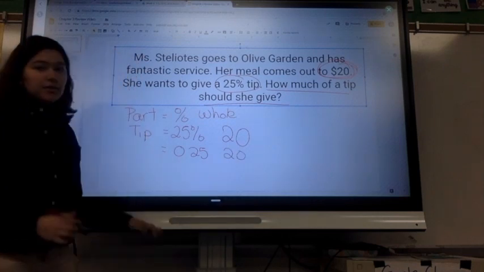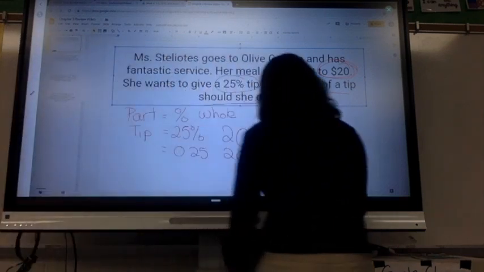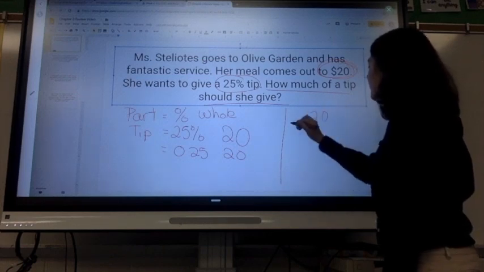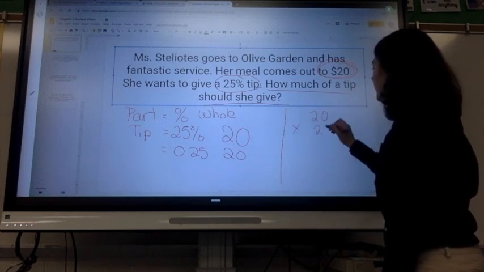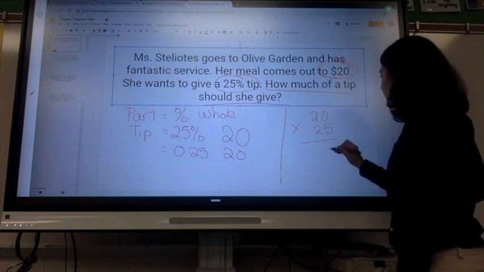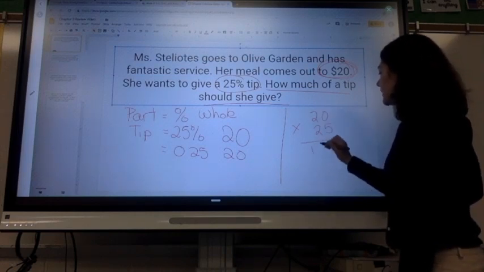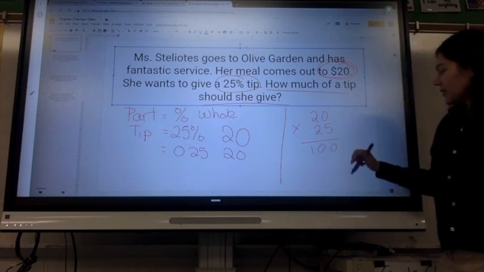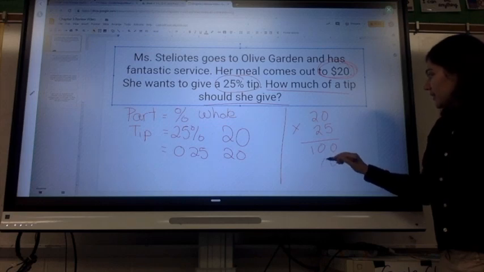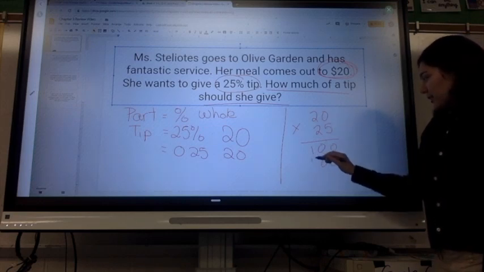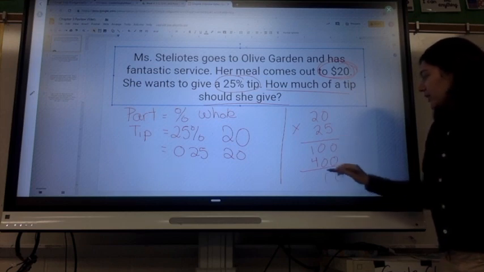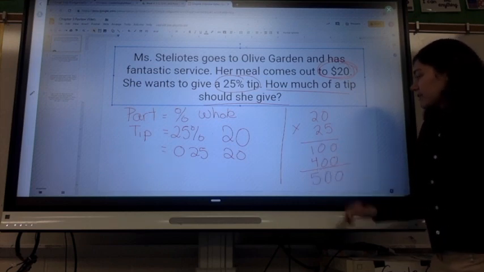And I can multiply those. We're going to do that by hand, because this is an important skill to be able to do by hand. So 20 times 0.25. 5 times 0 is 0. 5 times 2 is 10. Then I'm going to the next row, so I'm going to put a 0 here. 2 times 0 is 0. And 2 times 2 is 4. Add that up. 0 plus 0 is 0. 0 is 0. And 1 plus 4 is 5.